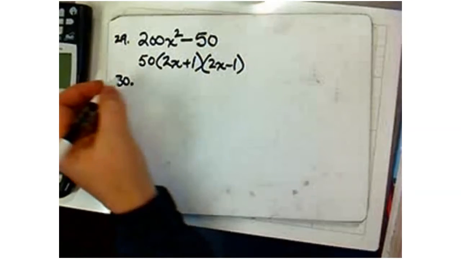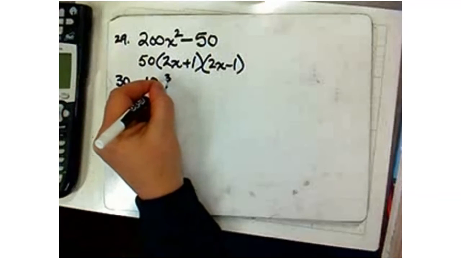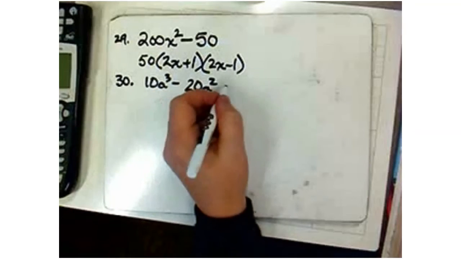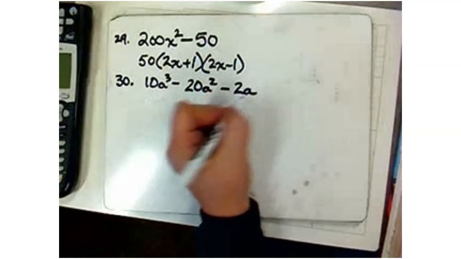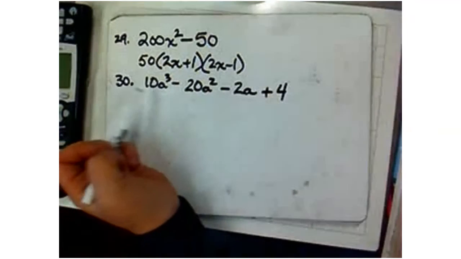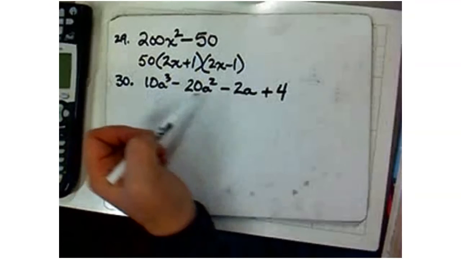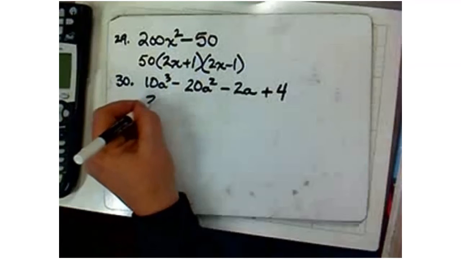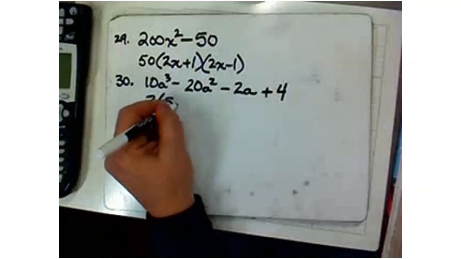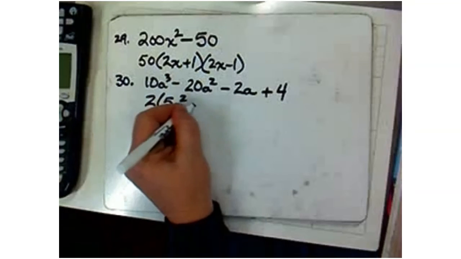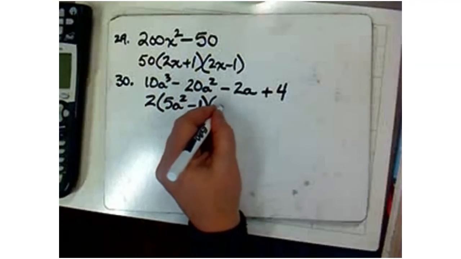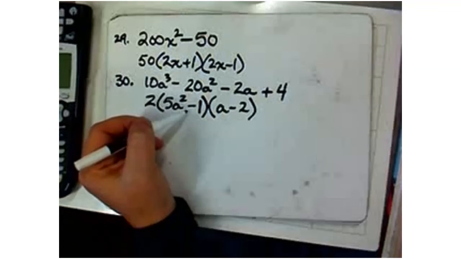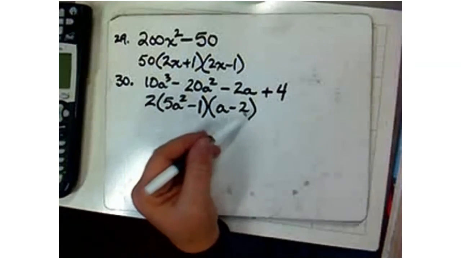Number 30 is 10a to the third power, bring it on down, minus 20a to the second power, bring it on down, minus 2a plus 4. And the answer is 2, open paren, 5a to the second power, minus 1, close paren, open paren, a minus 2, close paren.